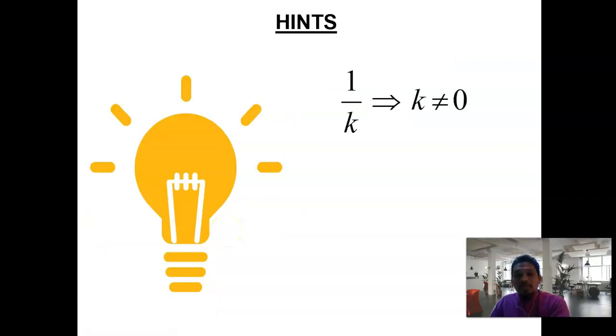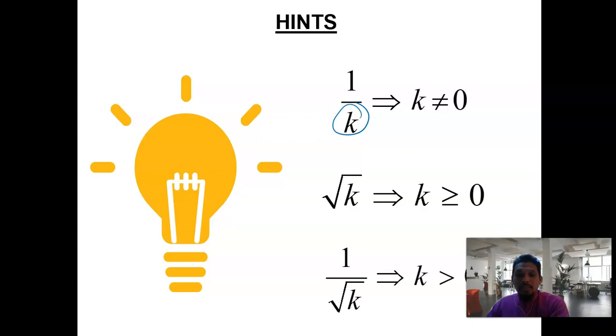So for a function of 1 over k, k cannot be equal to 0, because the denominator cannot be equal to 0. And for square root of k, k is greater than or equal to 0. For this one here, also k greater than 0, because the denominator cannot be equal to 0 even though square root of k allows 0. We cannot put 0 as a denominator here. 1 over 0 is undefined, so k can only be greater than 0.